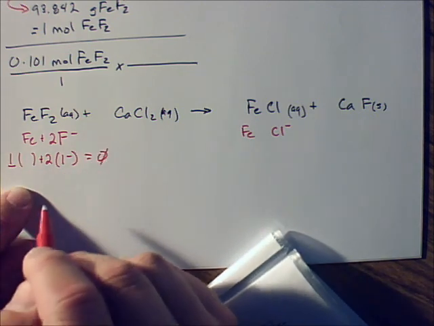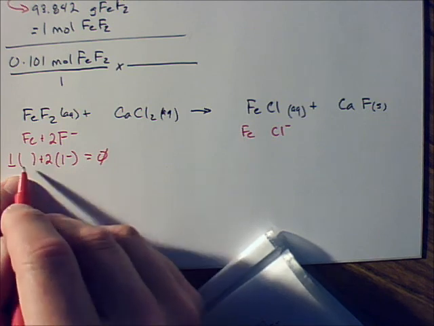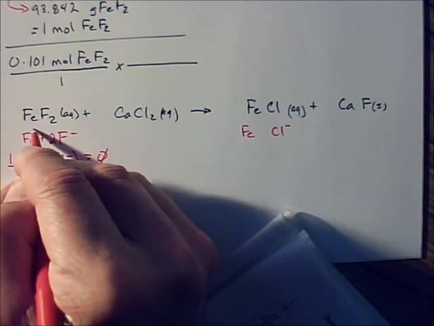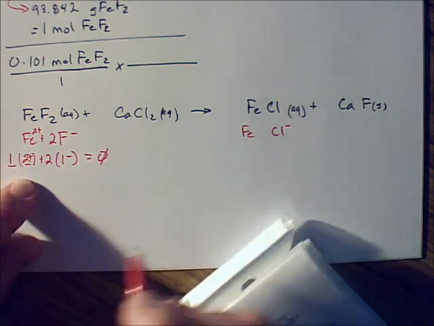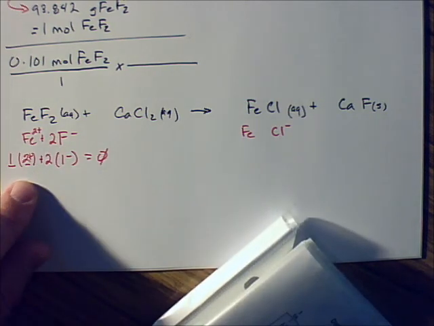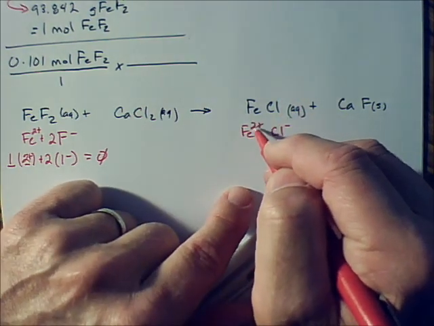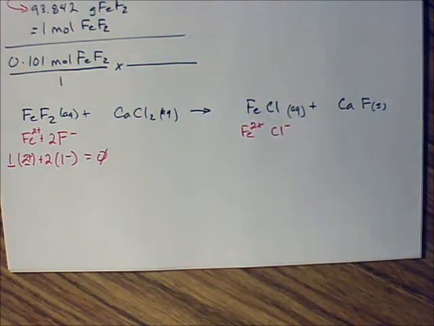So to get the whole thing to equal 0, this charge on the iron must be a 2, so we put a 2 plus here. That's how we know it's a 2 plus. So this is also going to be 2 plus. We'll assume it to be in this class anyway.